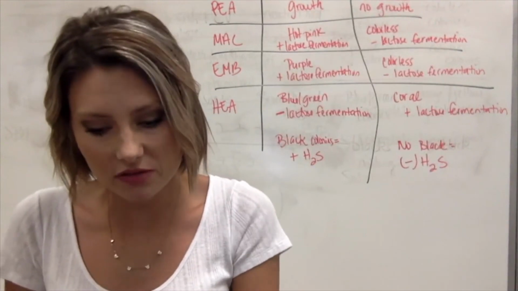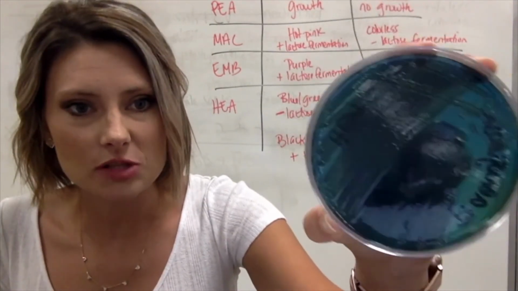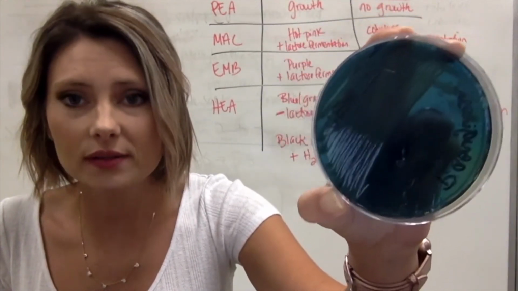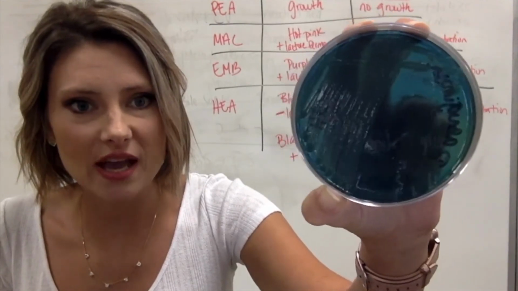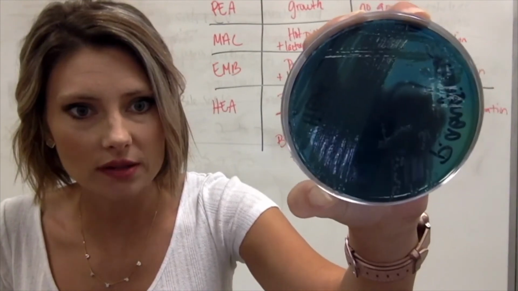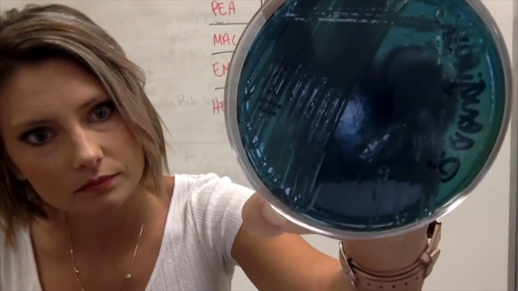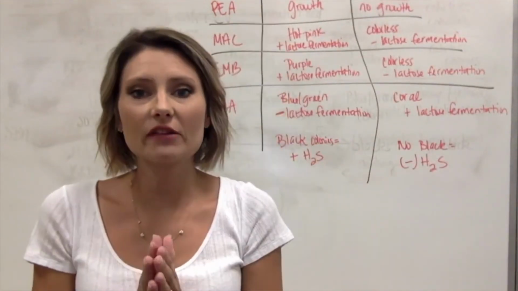Now let's look at a positive result for HEA. Pseudomonas. There's my blue-green. Pseudomonas is a gram-negative, non-lactose fermenter. So it's going to give me that positive result for HEA. Nice, beautiful blue-green colonies. All right, so that's the first part of the HEA results.